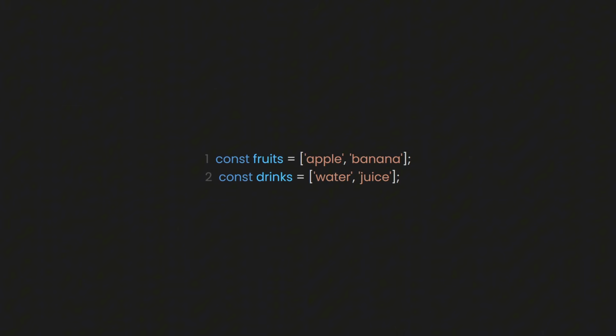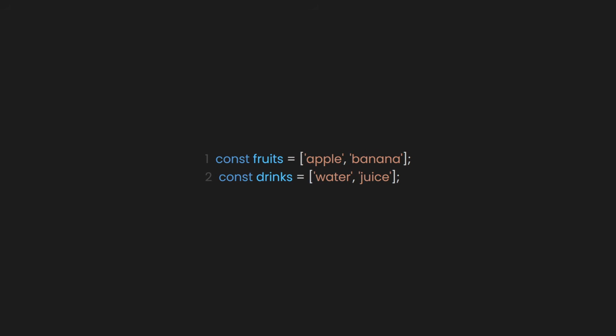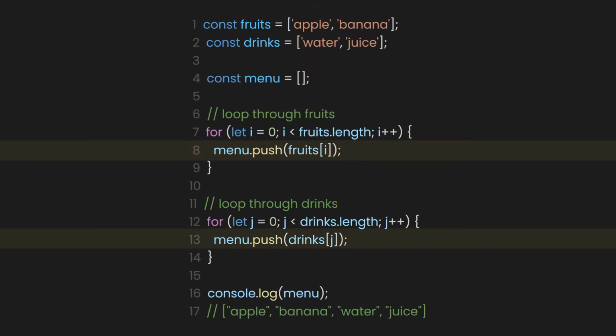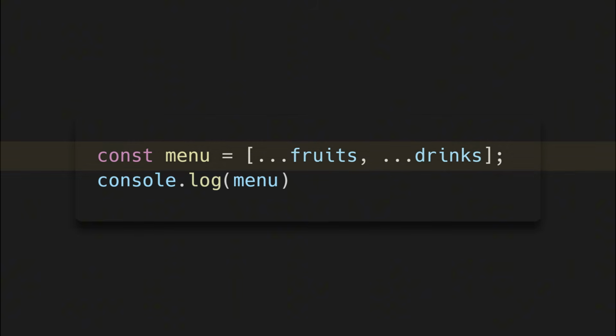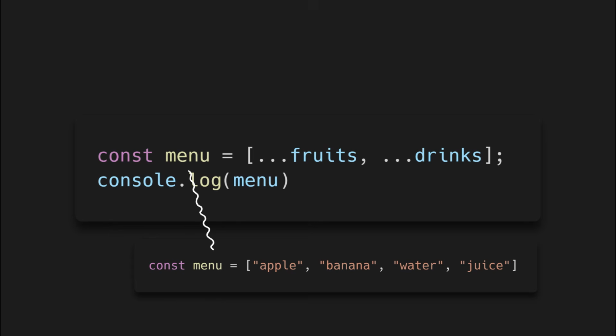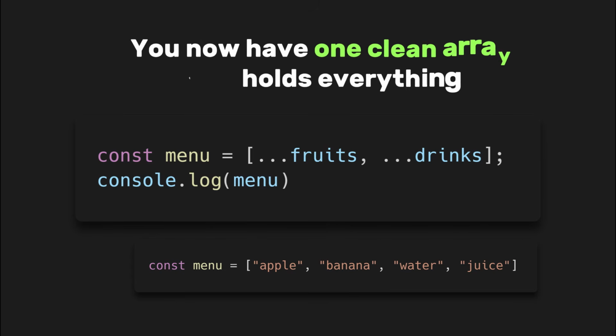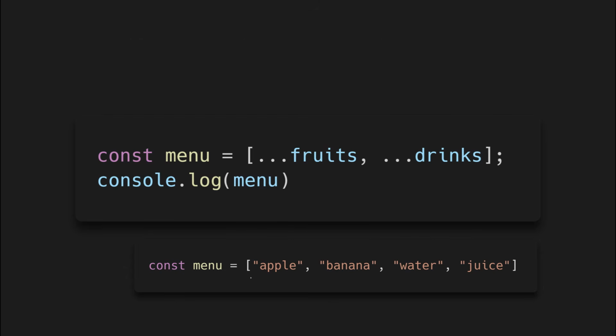Another common use is merging arrays. Let's say you have 2 separate lists. If you wanted to combine them without the spread operator, you might think of looping through one and pushing the items into the other. But that's extra work. With the spread operator, it's just one line. Here's what's happening. The first fruits with the spread operator takes each fruit and lays them out. Then the drinks with the spread operator does the same for drinks. And finally, JavaScript puts them all into a brand new array. You now have one clean array that holds everything. Fruits first, then drinks, all neatly combined.